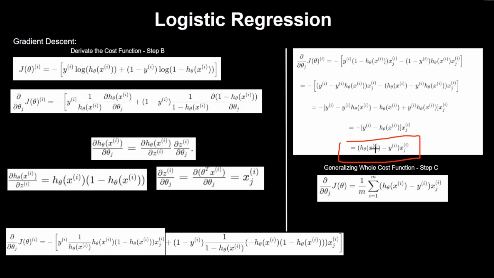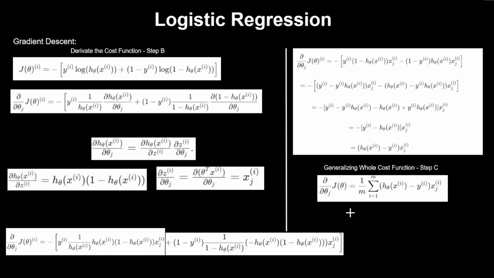This is the partial derivative of J theta for observation i, with respect to a particular coefficient of a feature. So this is for a single observation. In order to generalize it for the whole cost function, we just do this summation. We add them all together, that's why we have the summation symbol, and we take the average, 1 by m. If we do that, we get this final equation. So this is the partial derivative for the whole cost function.